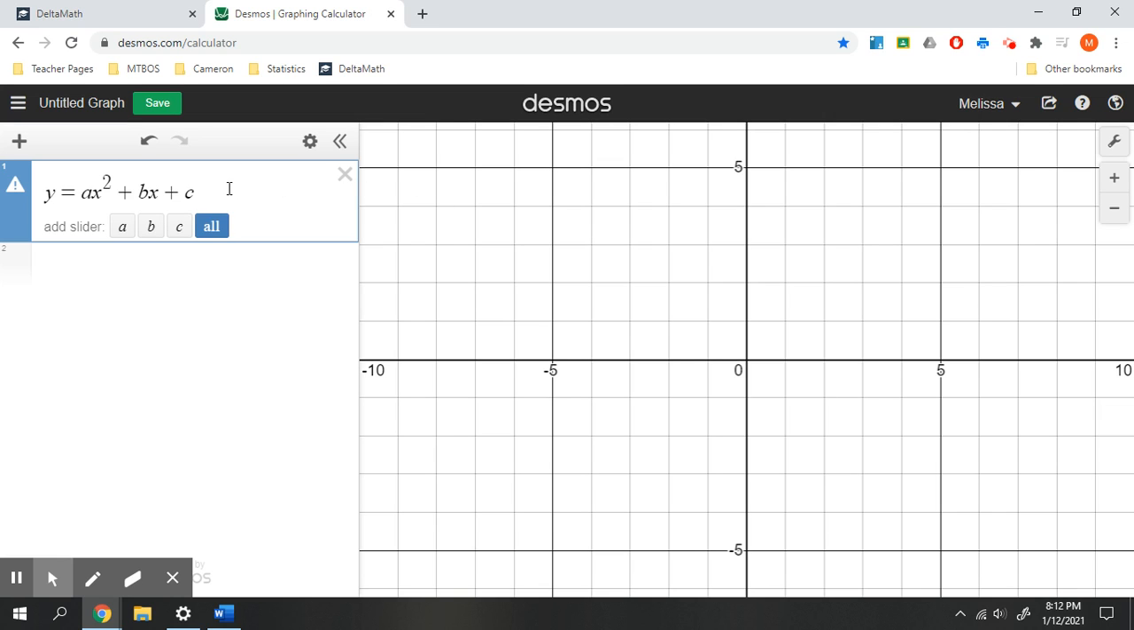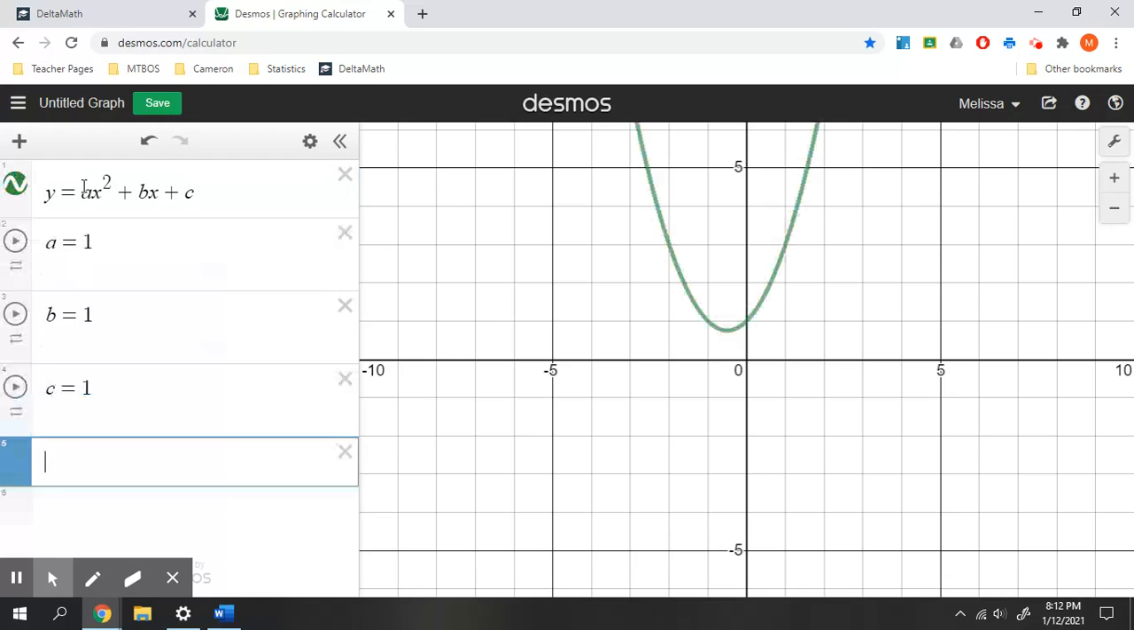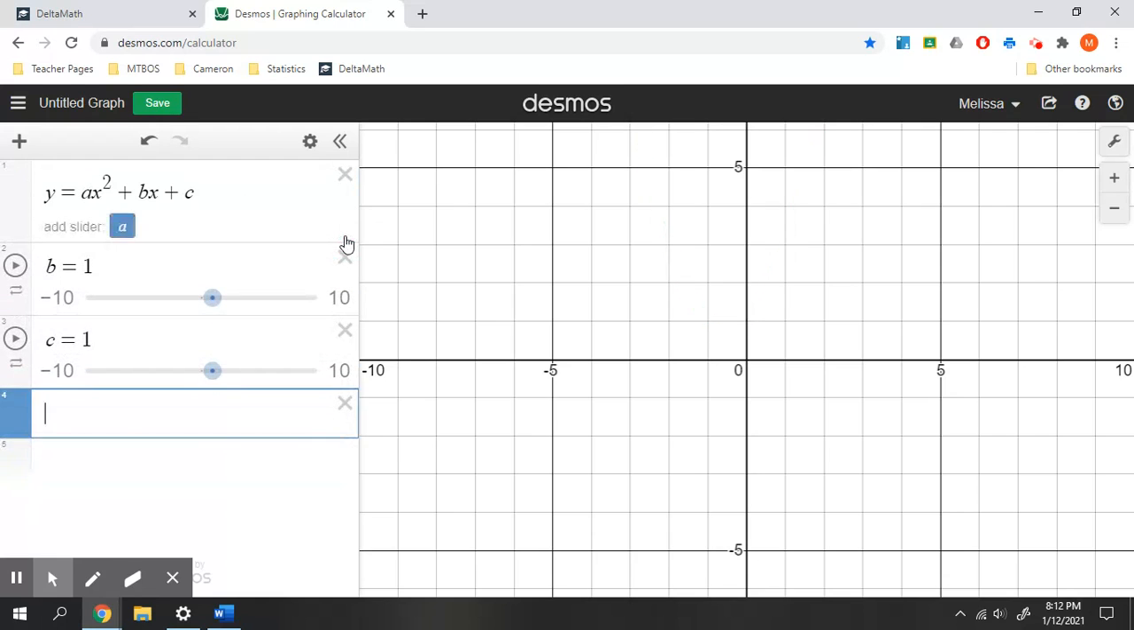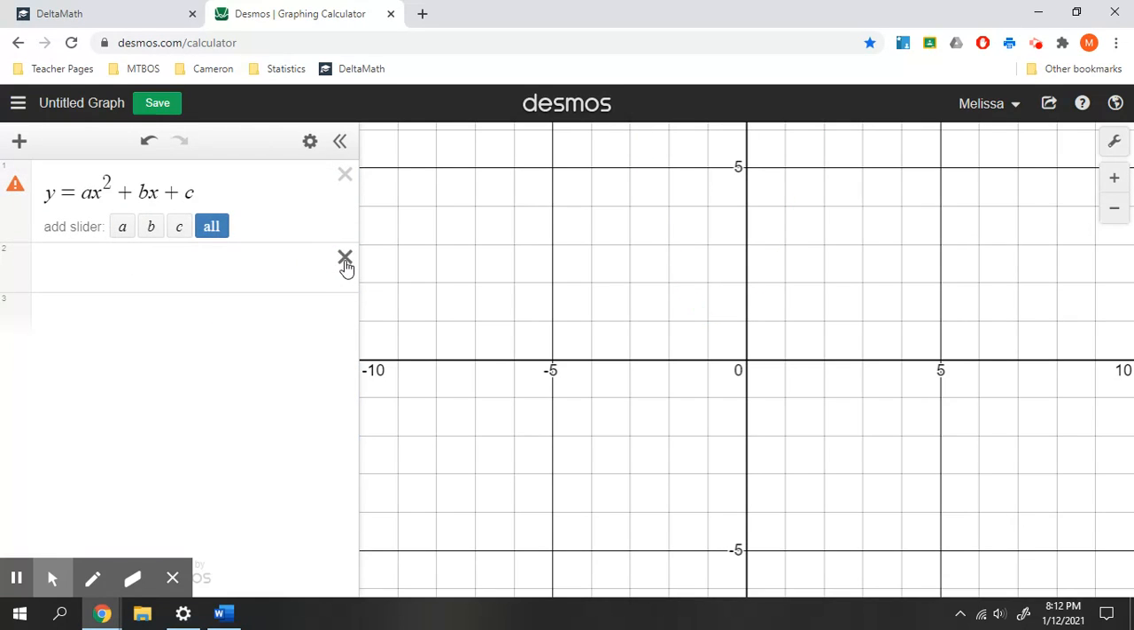Hello, in the last video we went over standard form of a parabola, and in this video we are going to go over something called intercept form or factored form. Here is what we mean by intercept form or factored form.